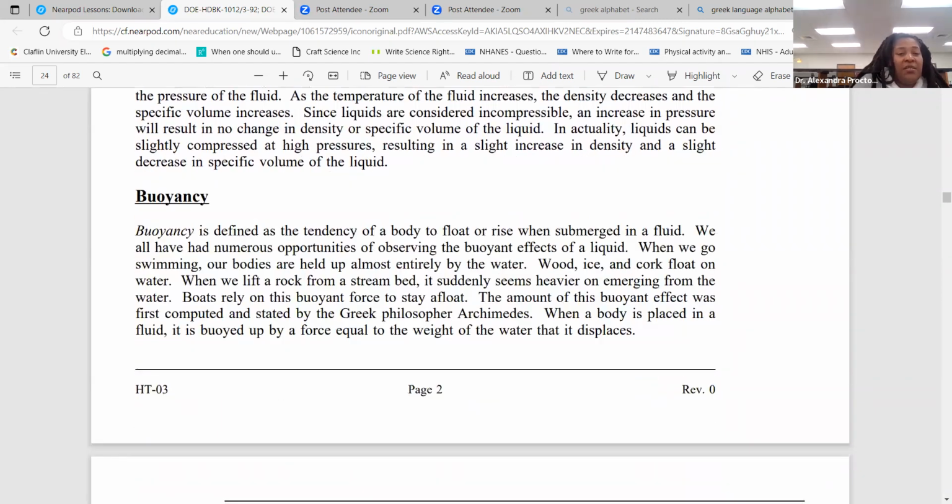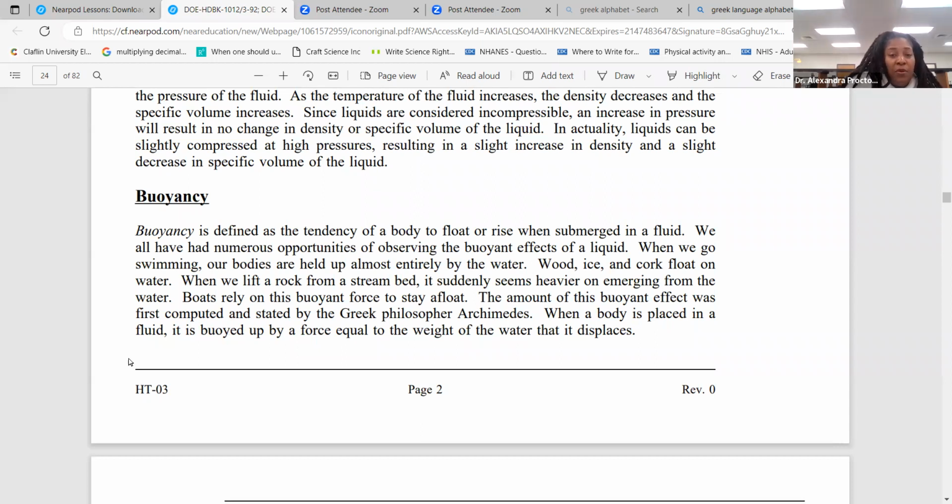So buoyancy is defined as the tendency of a body to float or rise when submerged in a fluid. We have all had numerous opportunities to observe the buoyant effects of a liquid. When we go swimming, our bodies are held up almost entirely by water. Wood, ice, and cork float on water. And when we lift a rock from a stream bed, it suddenly seems heavier when we lift it out of the water. Boats rely on buoyant force to stay afloat.